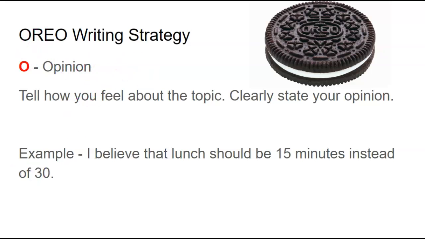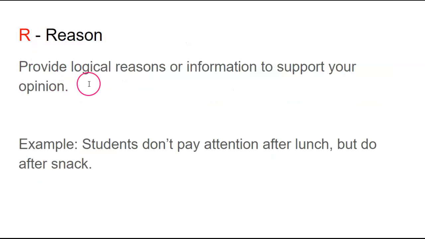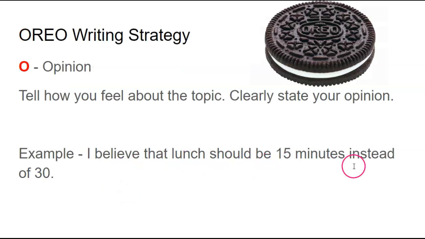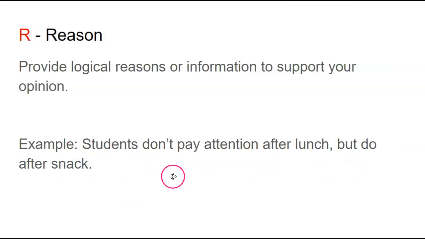The next thing is the R, right? R stands for reason. Provide logical reasons or information to support your opinion. So your reason can't be, if I say that I believe lunch should be 15 minutes instead of 30, my reason can't be, oh, because I like taking short naps, right? It doesn't really make sense. So students don't pay attention after lunch, but do after snack. That would be a good reason, right?